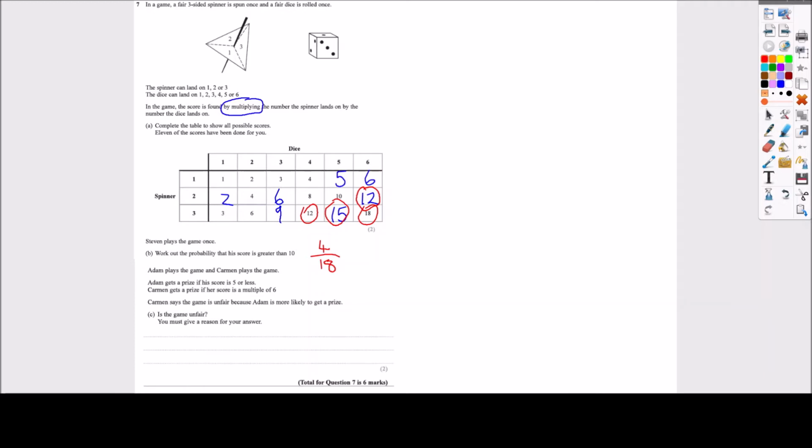Now, Adam plays the game and Carmen plays the game. Adam gets a prize if his score is 5 or less. Carmen, if her score is a multiple of 6. So let's start off with Adam. So Adam gets a prize when it is 5 or less. So let's circle all the times that's 5 or less. So that's 1, 2, 3, 4, 5, 6, 7, 8 out of 18 ways.